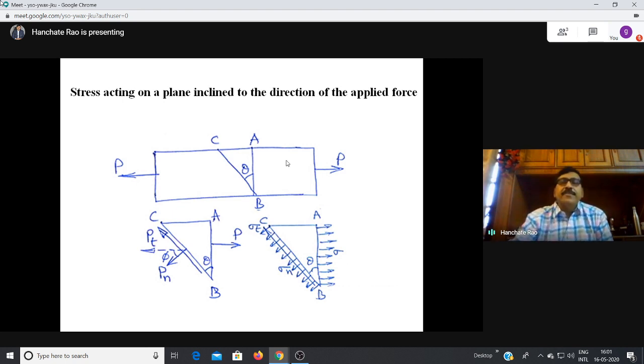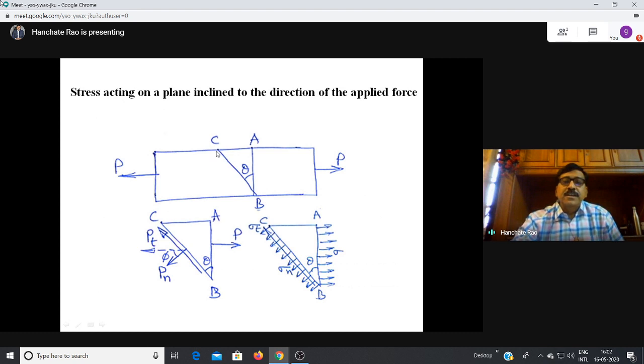Now let us consider a very simple case, a uniaxial force. Let us consider this block and a horizontal force of P is applied along the axis. This is called a uniaxial stress system, because only one force is applied along the axis.